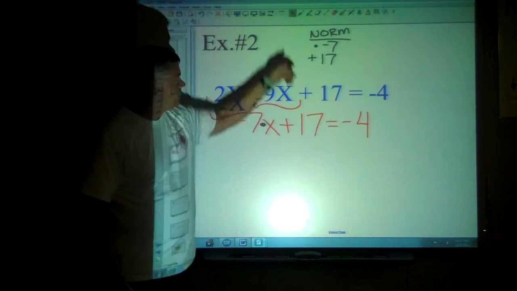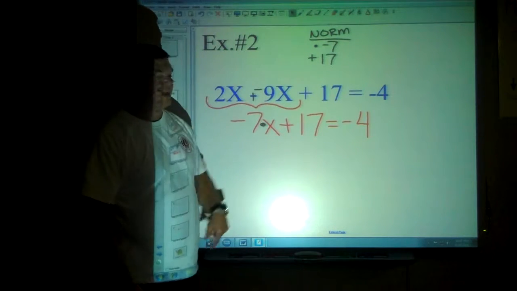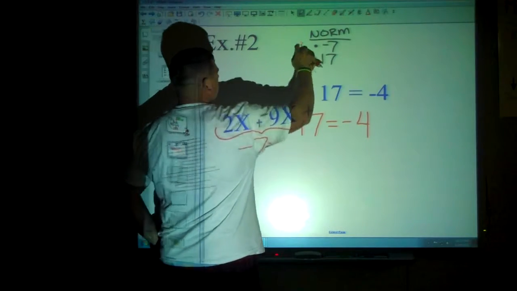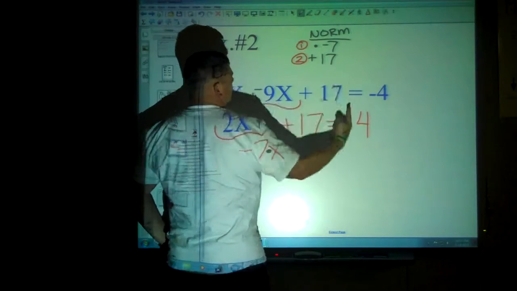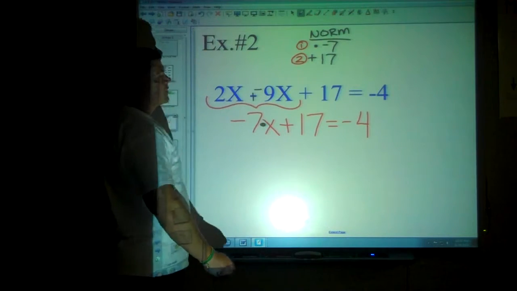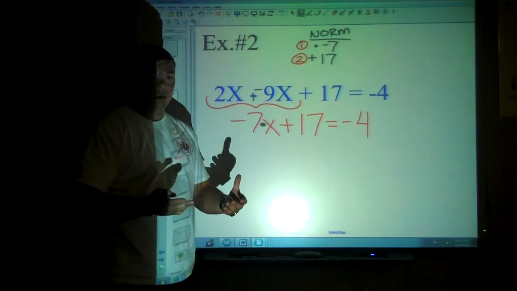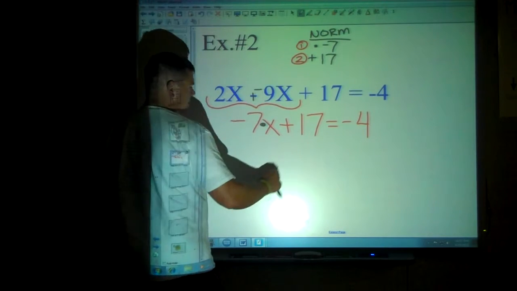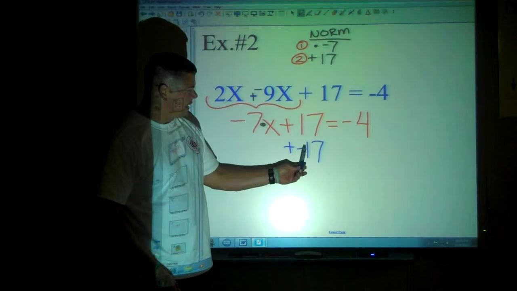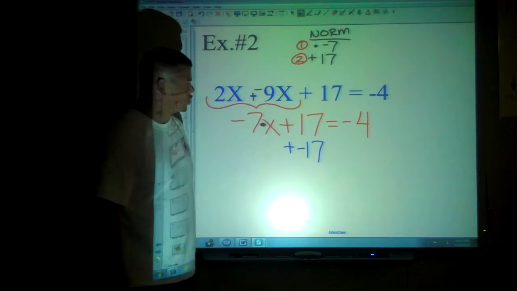That's the normal order: step 1, step 2. I've got to reverse the order and do the opposite. So if this is step 1 and this is step 2, I've got to go the opposite way. The opposite of adding 17 is to subtract 17, or to add negative 17. So if I add negative 17, this positive 17 and that negative 17 cancel each other out.